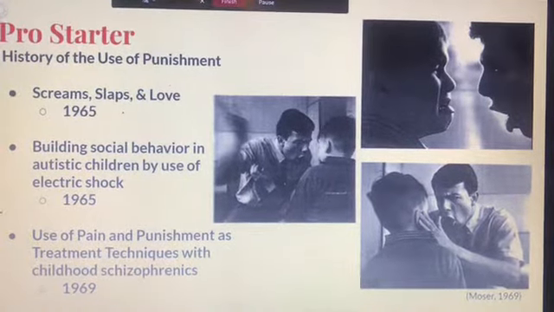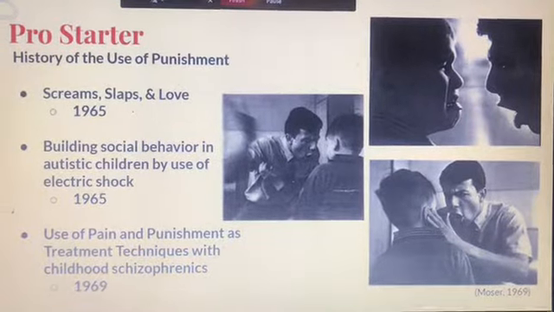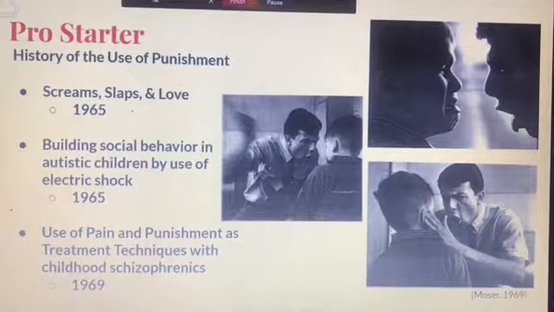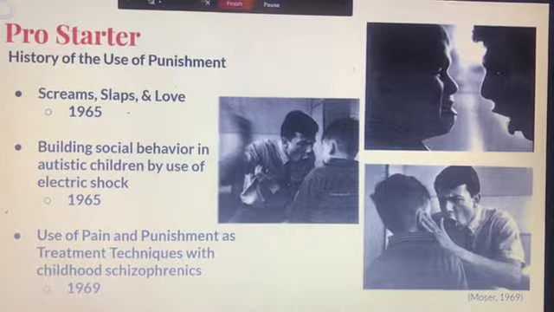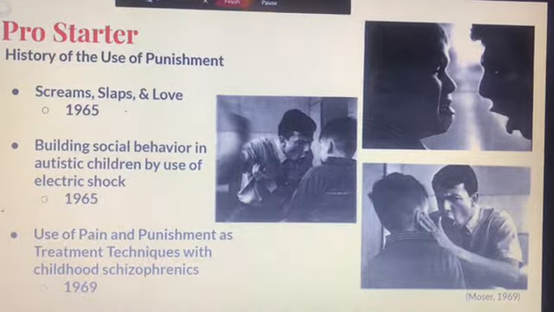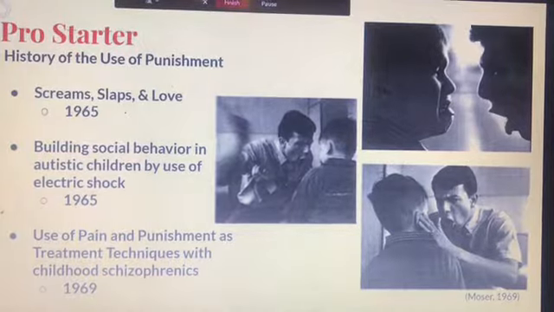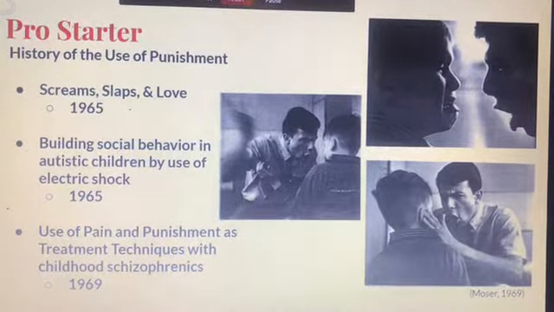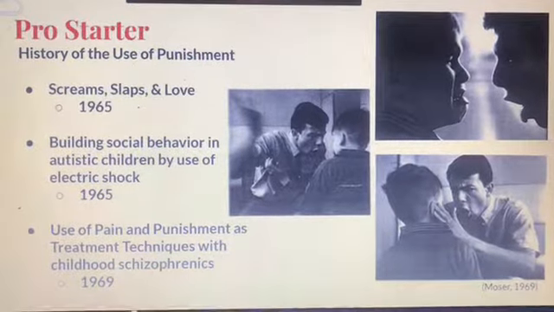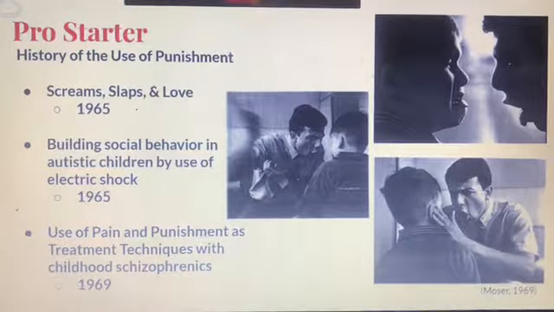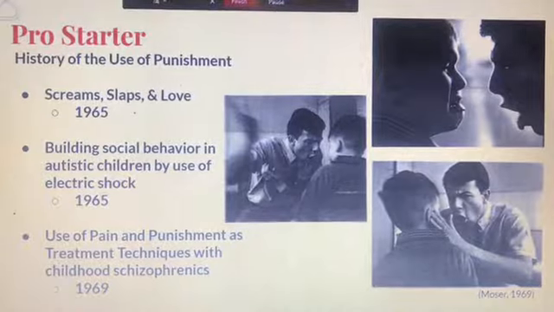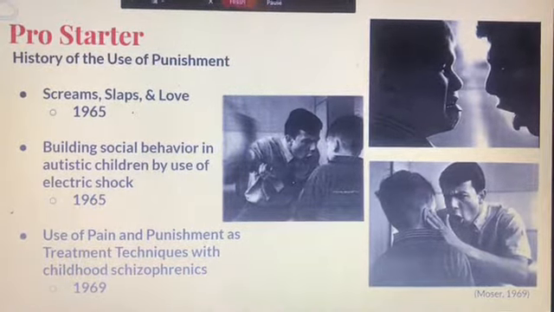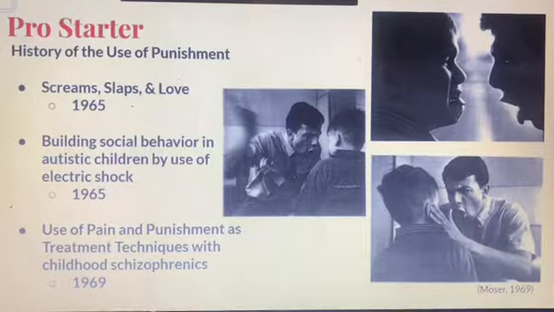Later that same year, another study, Building Social Behavior in Autistic Children by the Use of Electric Shock, was also conducted. In this experiment, participants were 5-year-old twins diagnosed with childhood schizophrenia. They administered painful electric shock in their attempt to modify these children's behaviors. The results showed electric shock was effective in modifying said behaviors.